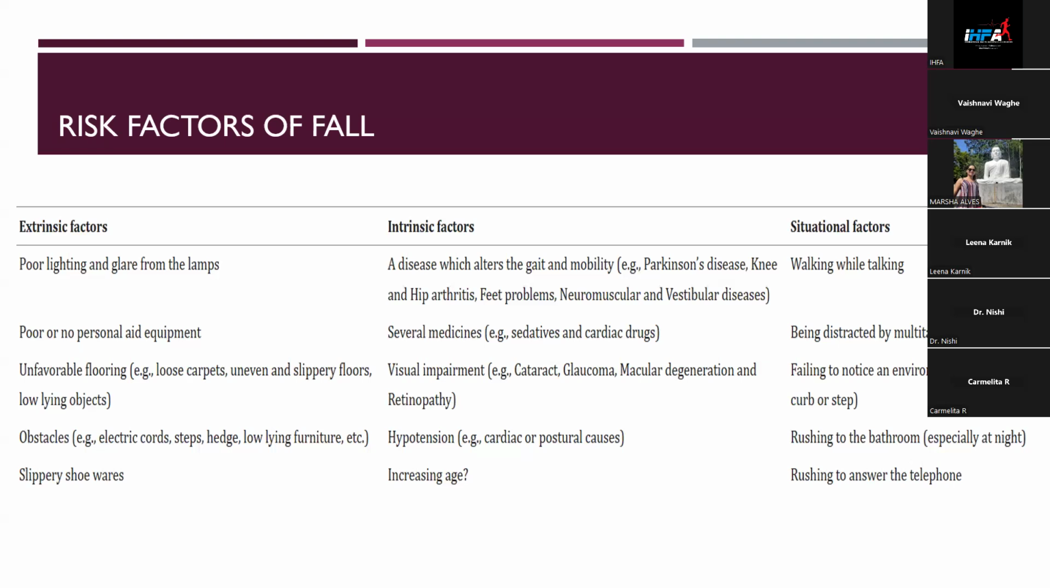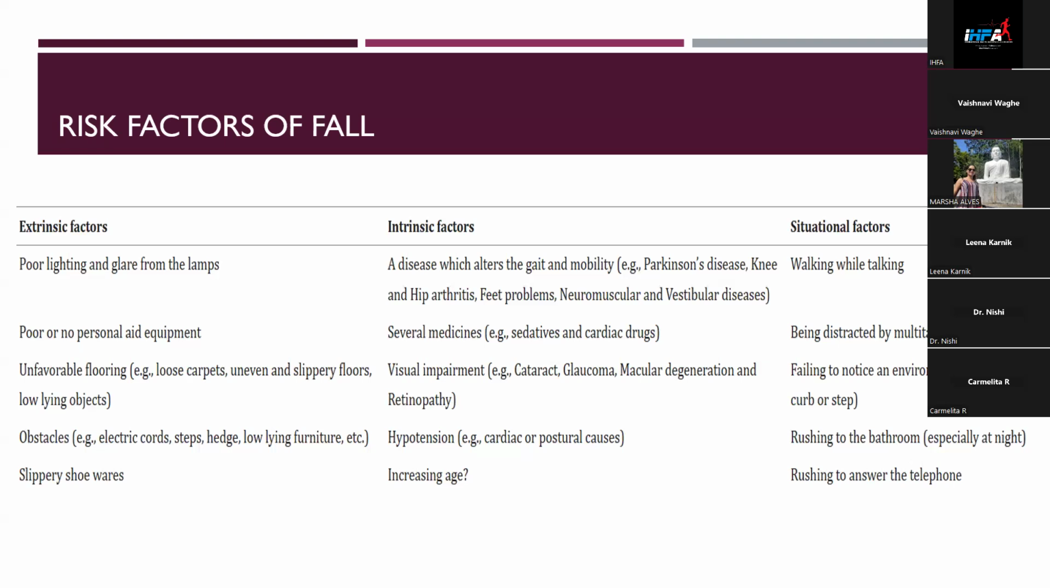Then there is being distracted by multitasking, failing to notice environmental hazards like steps, rushing to the bathroom at night, rushing to answer the phone. Otherwise the person will not fall, but if the person is not ready, if the joints are not strong, if the person is not cognitively aware, or the stamina or endurance is not good, that can lead to a fall. So even situational factors you can train the patient for, so that they will not get falls.